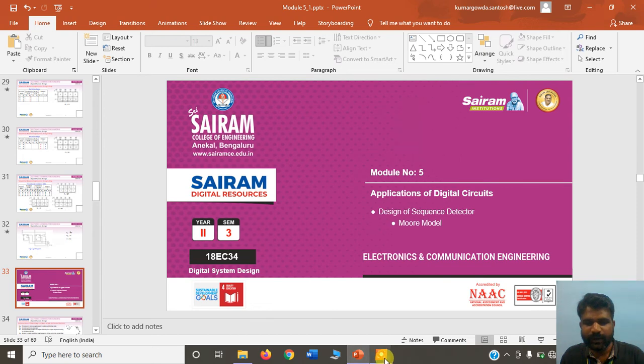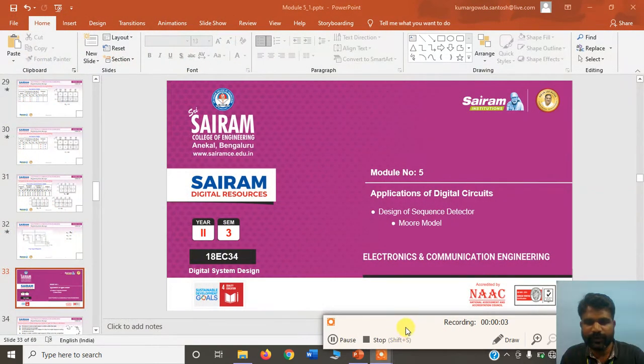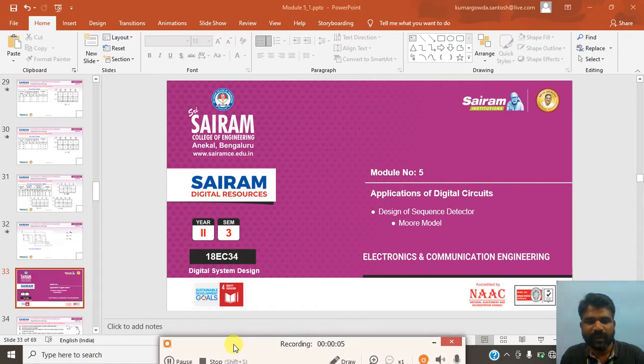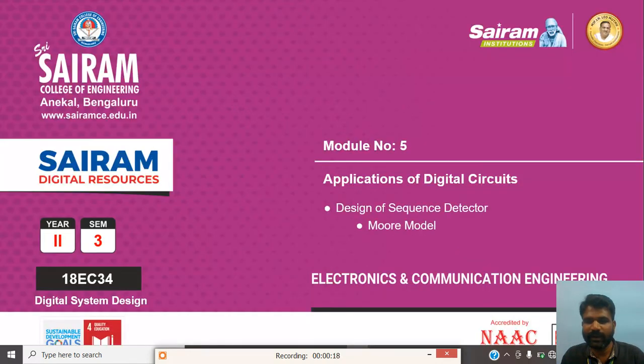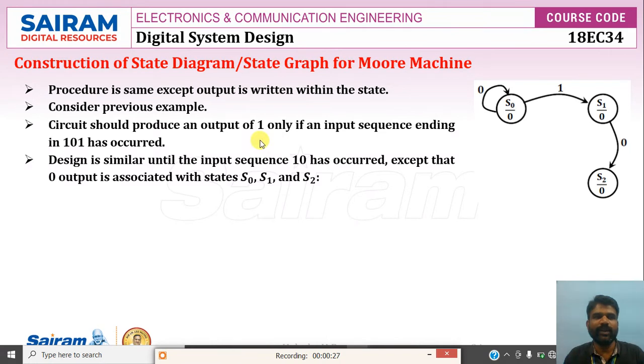Good morning. In continuation of the previous video, in this video, I'm going to explain the construction of the Moore model. Design a Moore sequential circuit to detect the desired sequence. Design of Moore model for a sequence detector. See here, it is very similar. The procedure is the same, except outputs are written within the state.